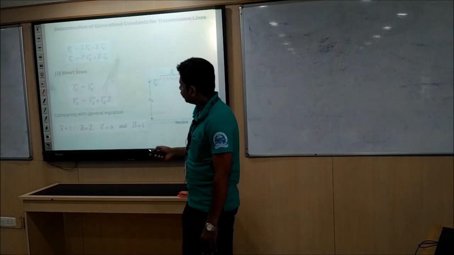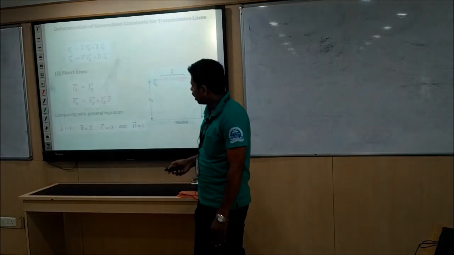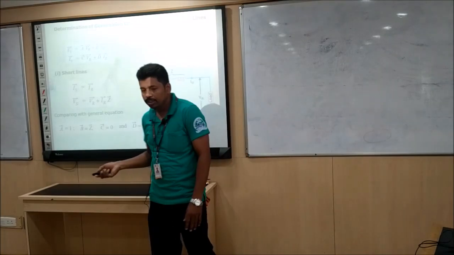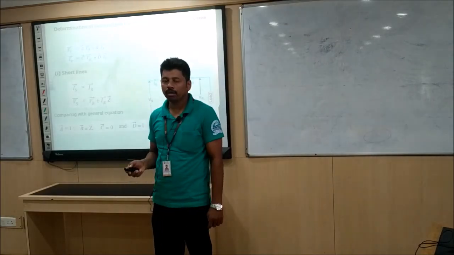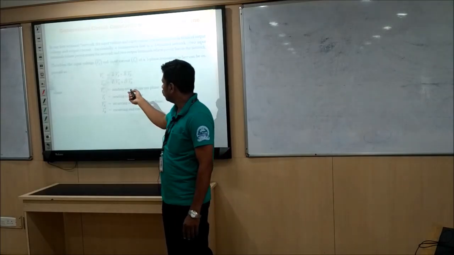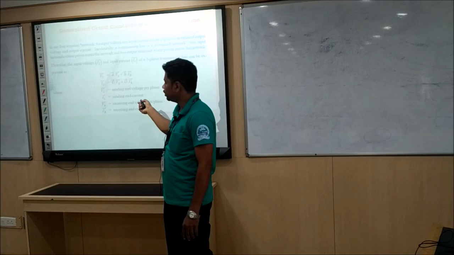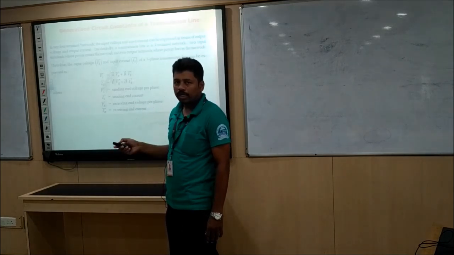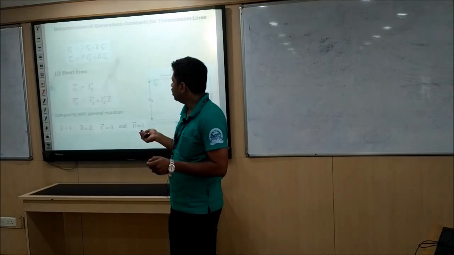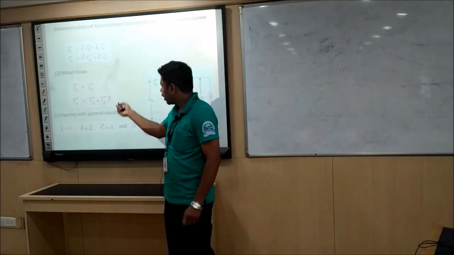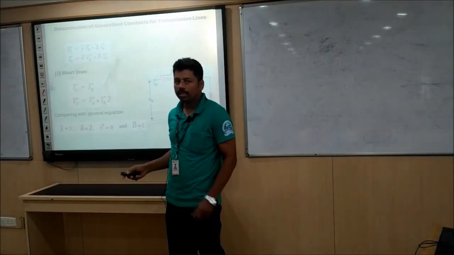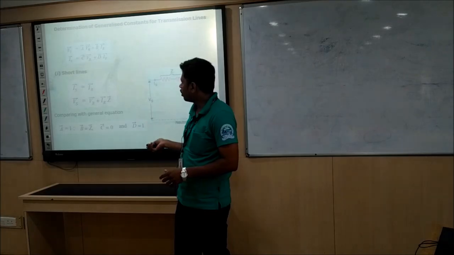First, for the short transmission line, Is is equal to IR, and Vs is equal to VR plus IR into Z. Based on the current and voltage equations, we have to convert each and every equation into the form Vs equal to A VR plus B IR, Is equal to C VR plus D IR. After converting, compare with the short transmission line expression and find the values of A, B, C coefficients. By comparing these two expressions, A equal to 1, B equal to Z, C equal to 0, and D equal to 1.